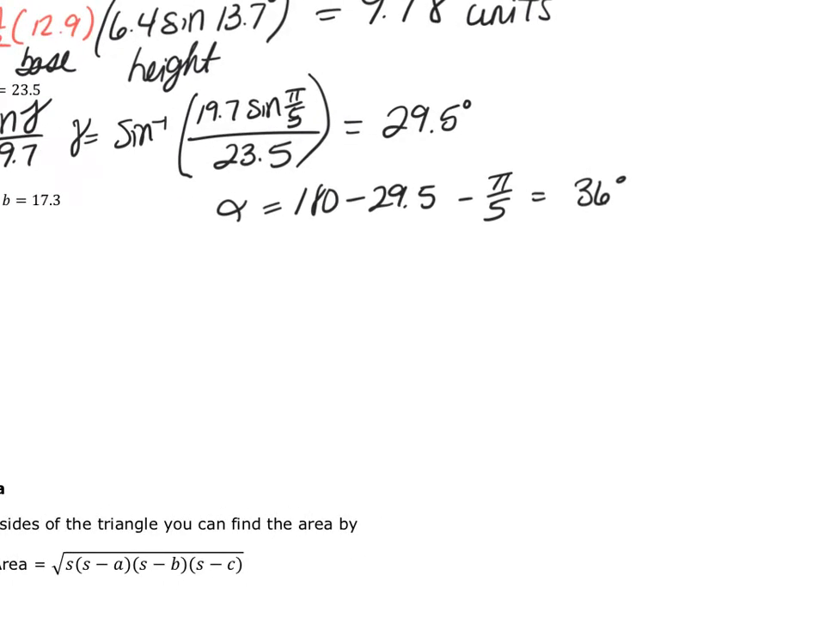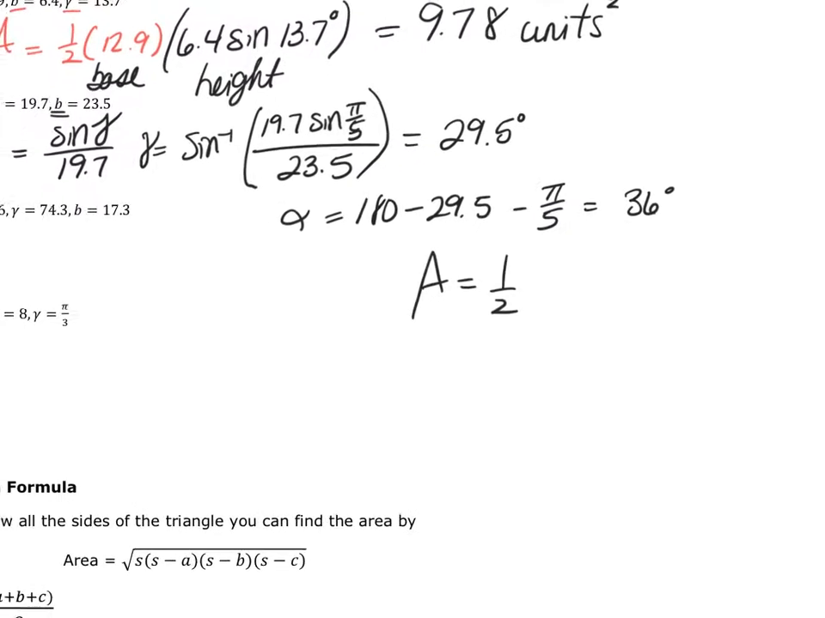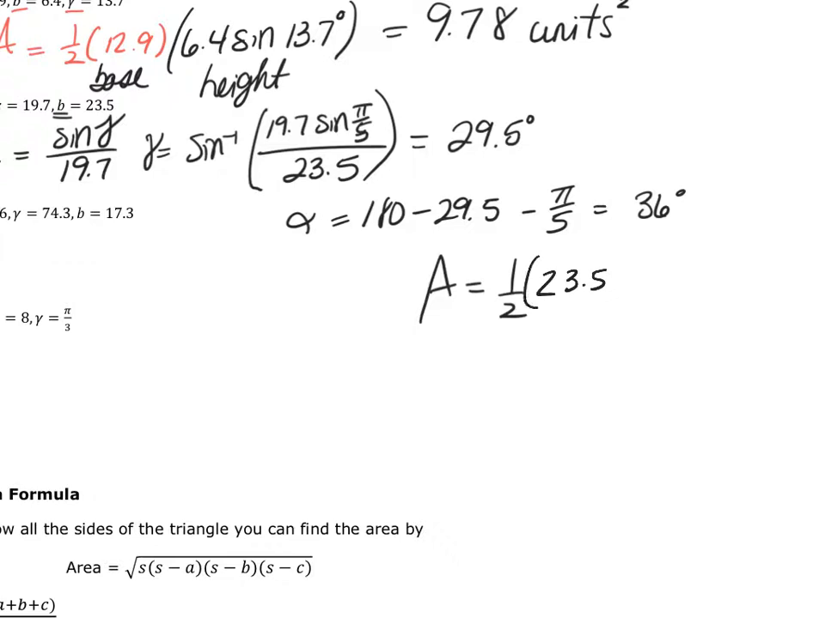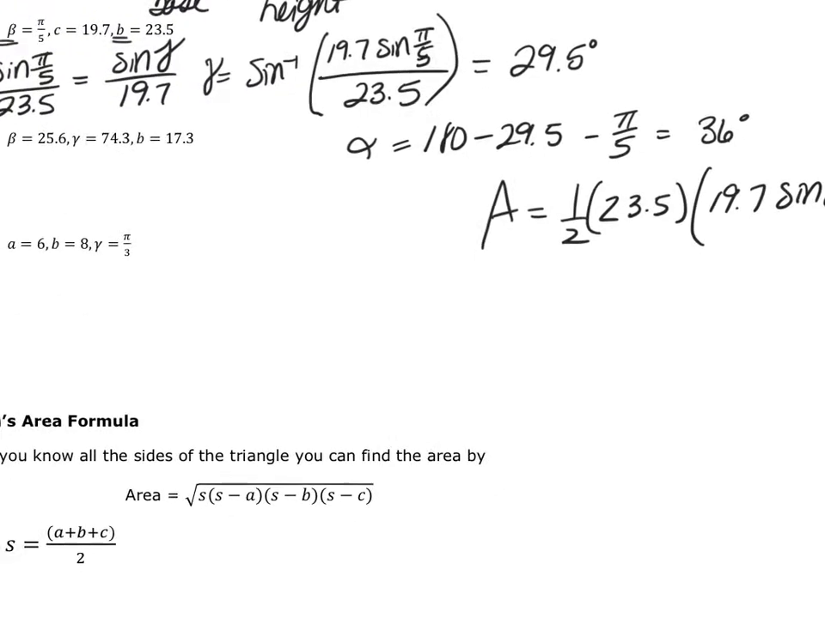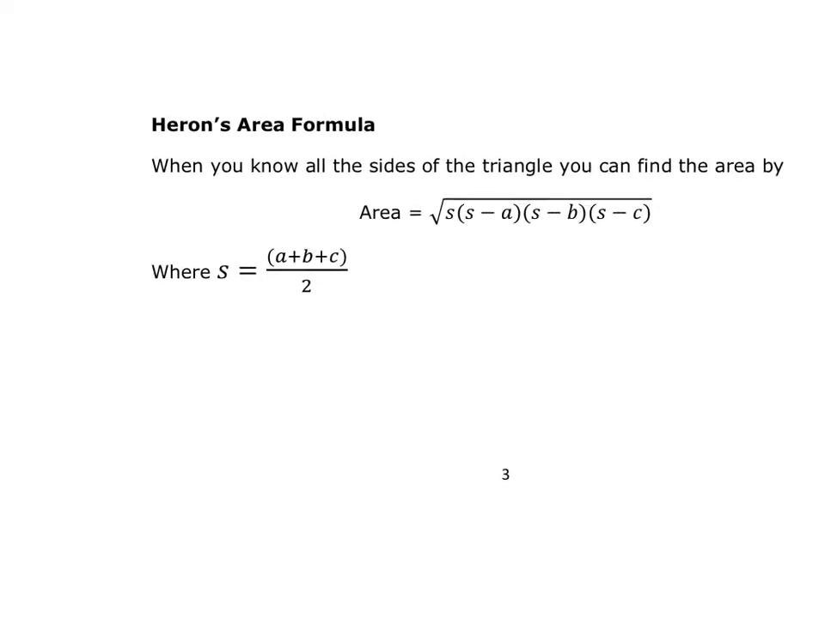Okay. So now I can use the area formula. The area is equal to 1/2 the base. Doesn't matter what you call the base. 23.5, that's my base. My height then would be 19.7 times the sine of 36 degrees. How was that? Yes? So the 19.7 and the sine of 36 are a side and an angle that are not opposite each other? Yes. Okay. The last one we're going to do is Heron's formula.